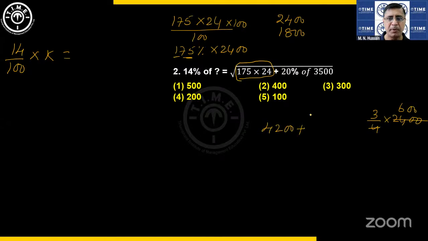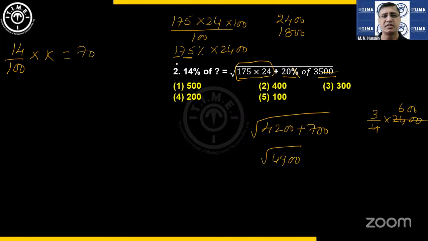Here this part is 4200 plus 20% of 3500. The percentage and zeros get cancelled. Now 20 into 35, that is 700. How much is the square root of 4900? By adding these two, we get 4900, whose square root is 70. 70 squared is equal to 4900. Simplify. Now 14 goes exactly 5 times in 70. The value of K is 500. Now answer choice 1, the first option, is the right option. Okay.